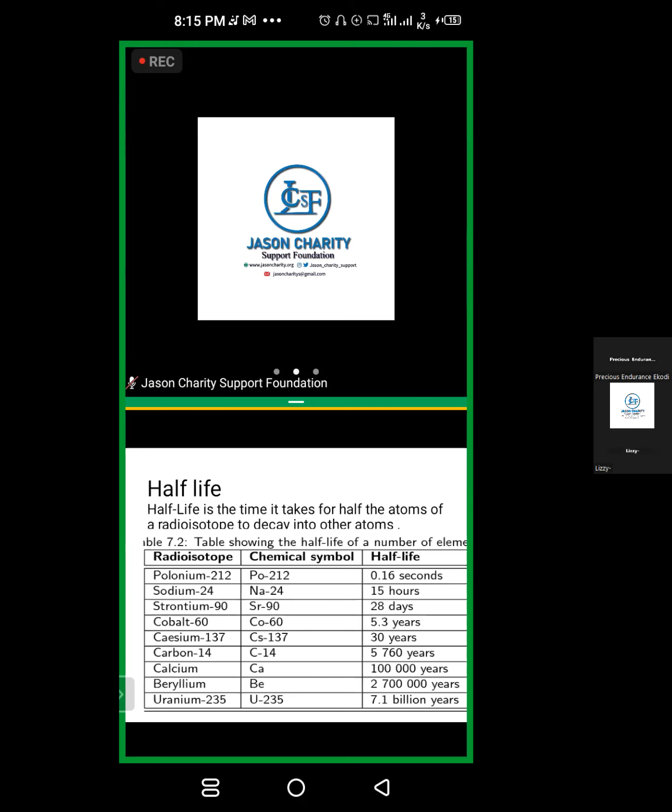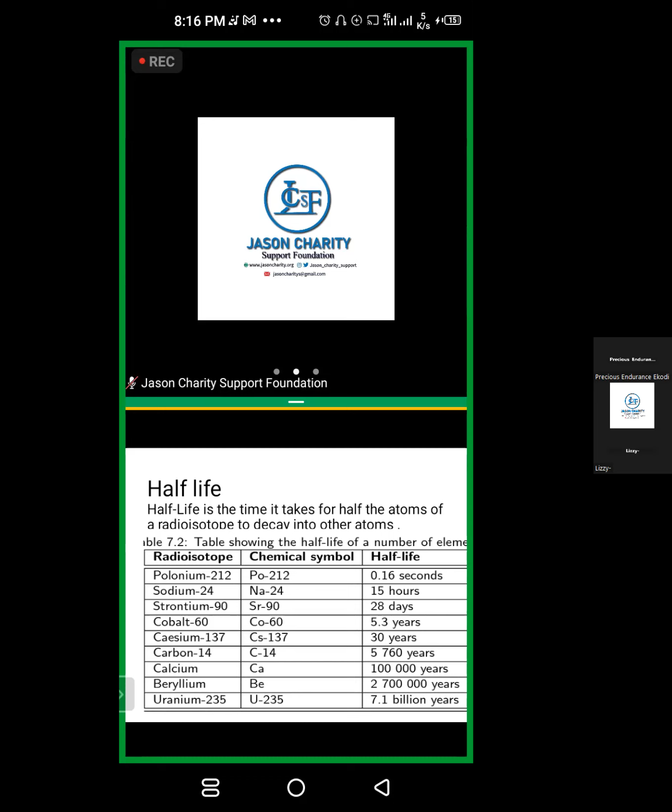Now, let's talk about something we call half-life. We'll still come back to this and we'll see some other examples on the alpha, beta, and gamma. So let's talk about half-life. Now, what is half-life? Half-life is the time it takes for half the atoms of a radioisotope to decay into other elements or other atoms. So what do we mean by this? Say you have an example, let's pick one of these here.